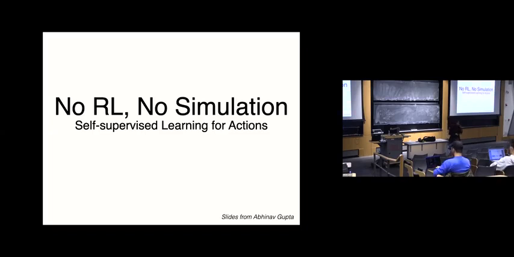All right. So continuing on the theme of how do we learn by watching, as opposed to by interacting, and how do we, by watching, learn a policy with much, much fewer interactions with the world? A paper that we're going to visit now is called No Reinforcement Learning, No Simulation, Self-Supervised Learning for Actions. So we're going to use passive videos all the way for learning policies to navigate around in houses.